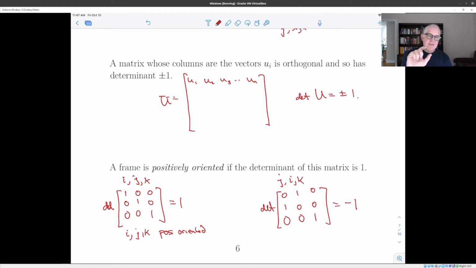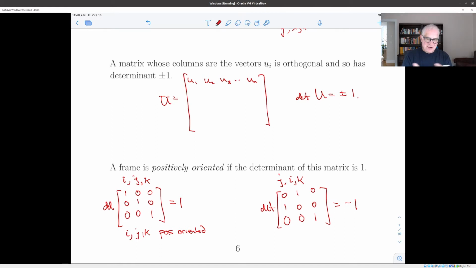In fact, if you switch the rows or columns of a matrix, it's going to change the sign of the determinant. That's one of the key properties of the determinant. So here you can either think of this as switching the first two rows or switching the first two columns, and so the sign changes.